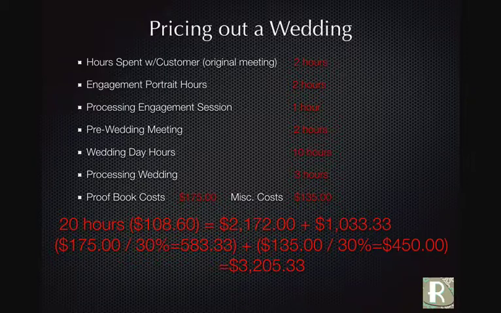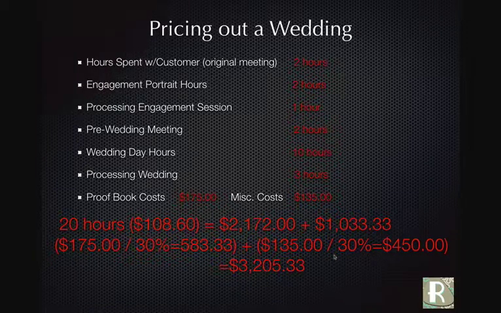So how we came up with this is we took the $175, which is the proof book cost, divided by our cost of goods, which is 30%, and that dollar amount is $583.33. Then we took our $135, which is our miscellaneous cost, and divided that again by our cost of goods, 30%, and that equals $450. If you add those together, that equals $1,033.33. So once you add that to your 20 hours, your total cost on this project is $3,205.33.